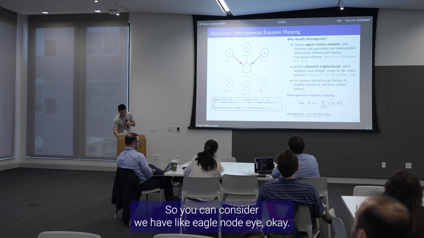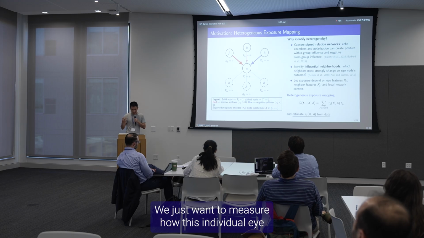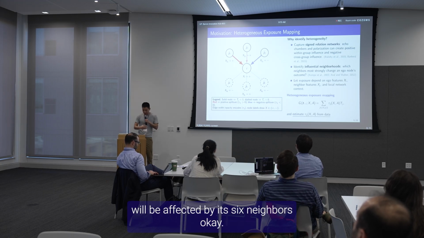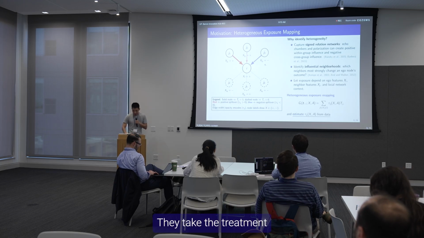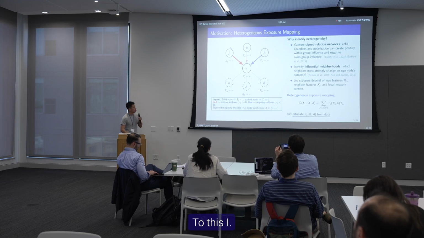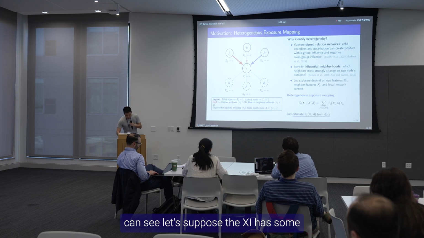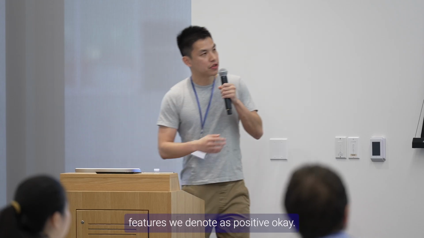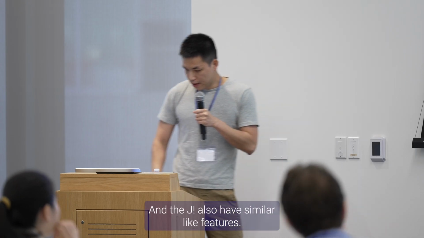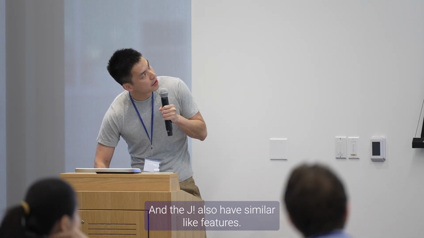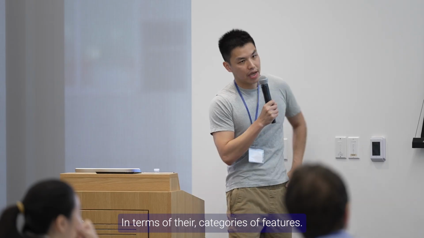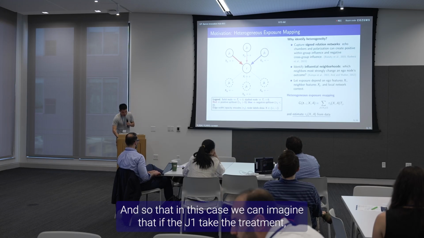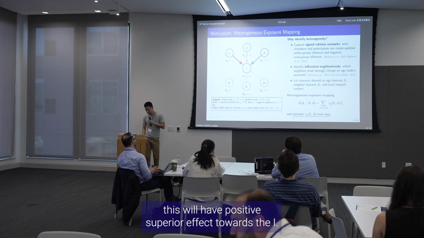So you can consider we have an ego node i. We just want to measure how this individual i will be affected by its 6 neighbors. The first 3 neighbors, J1, J2, J3, take the treatment, and they can have a spillover effect on this i. Let's suppose the Xi has some features we denote as positive, and J1 also has similar features, also plus. In other words, they are similar to each other in terms of their characteristics or features. So in this case, we can imagine that if J1 takes the treatment, this will have a positive spillover effect towards i.